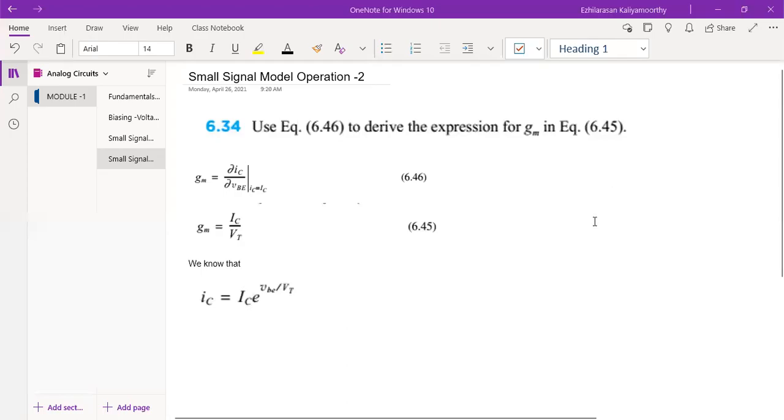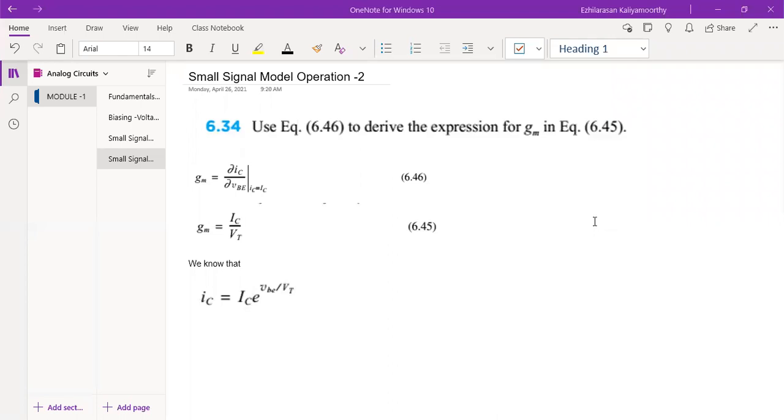Let's start today's class. In the previous class, we started the small signal operation and model. In the small signal, we'll have two different quantities: the normal biasing, that is the DC bias, plus the signal component that will be superimposed on the DC. So totally two quantities will be there.